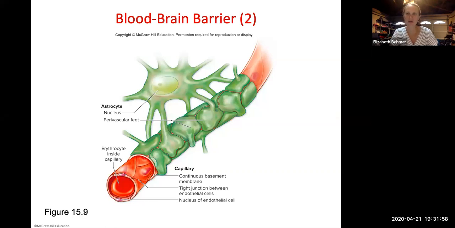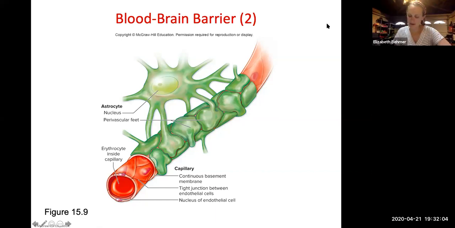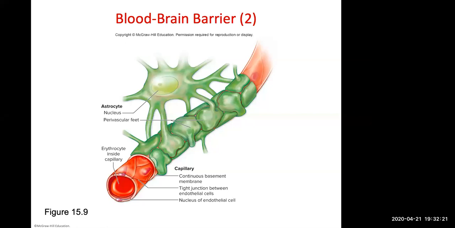So questions so far? I'm sorry, can you repeat the answer to number 6? So number 6, the function of the blood-brain barrier is just to protect the brain tissue from harmful substances in the blood. So it acts as a barrier between whatever's in the blood in your body and the brain tissue. Thank you. Yes.